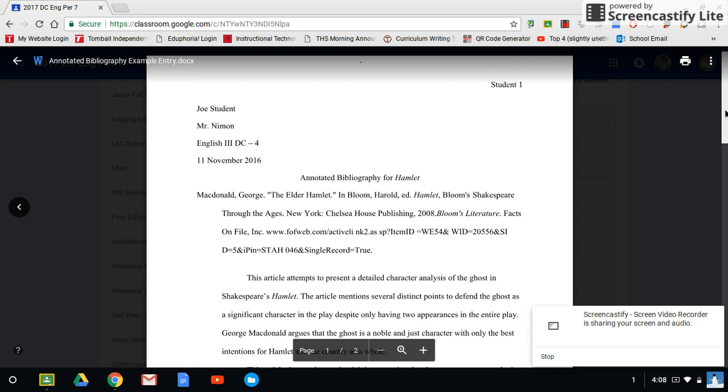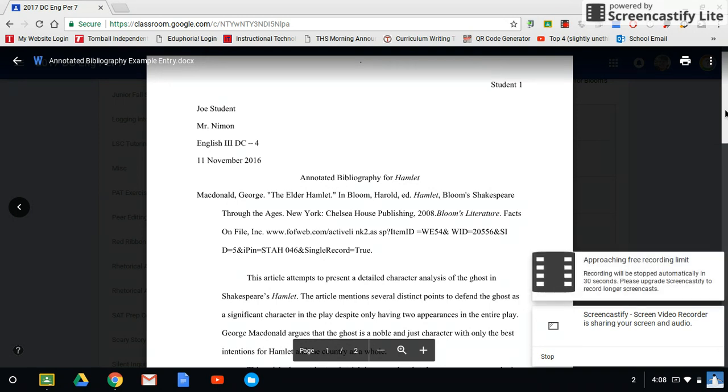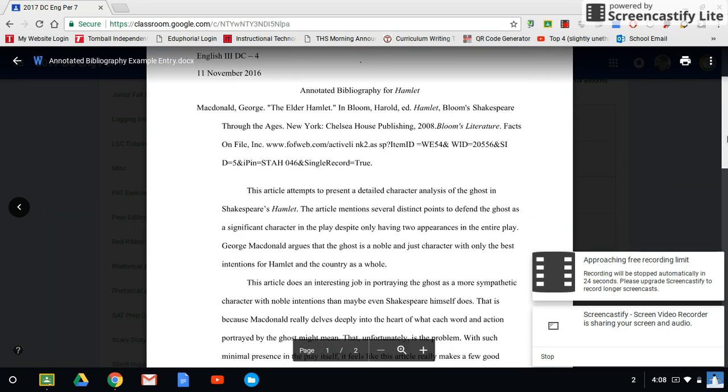So when I'm done with this entry, I'll do another source, and I'll focus on that source with that entry, and so on and so forth until I've got all 5 sources that look just like this. And that's really all there is to it, guys.